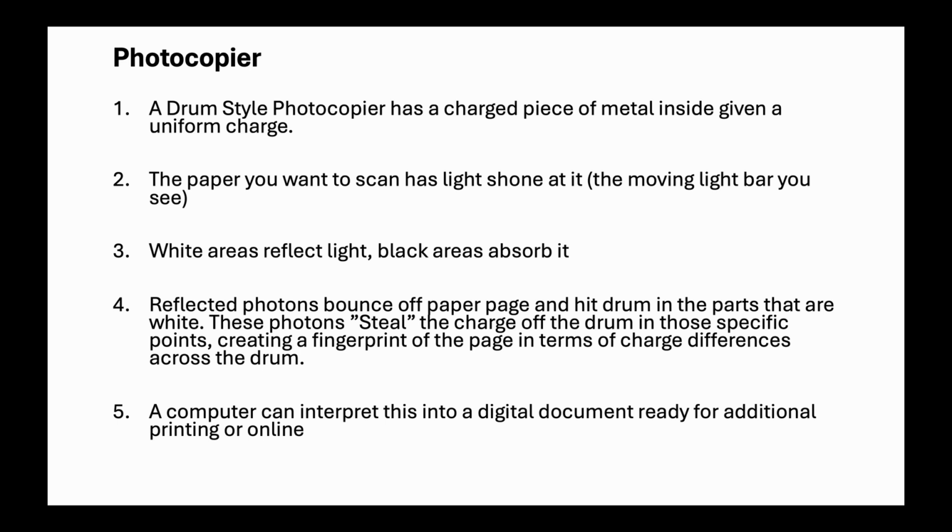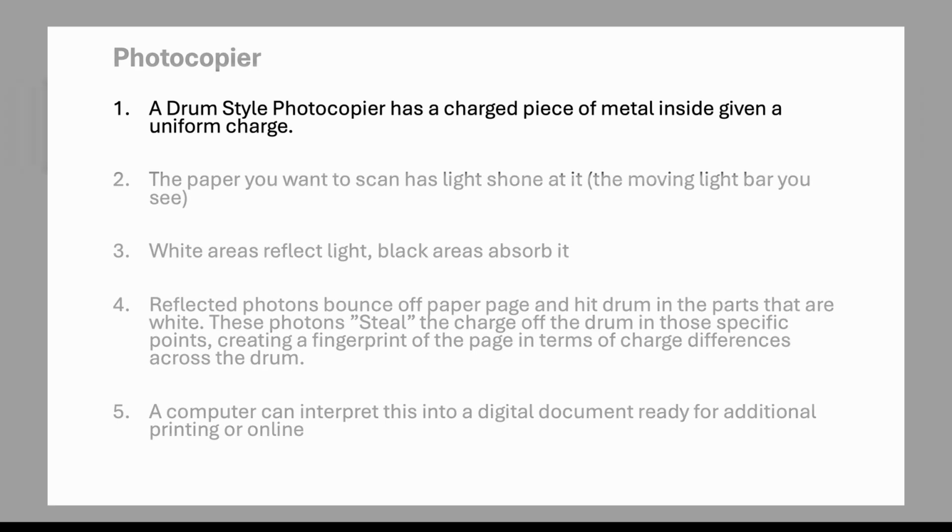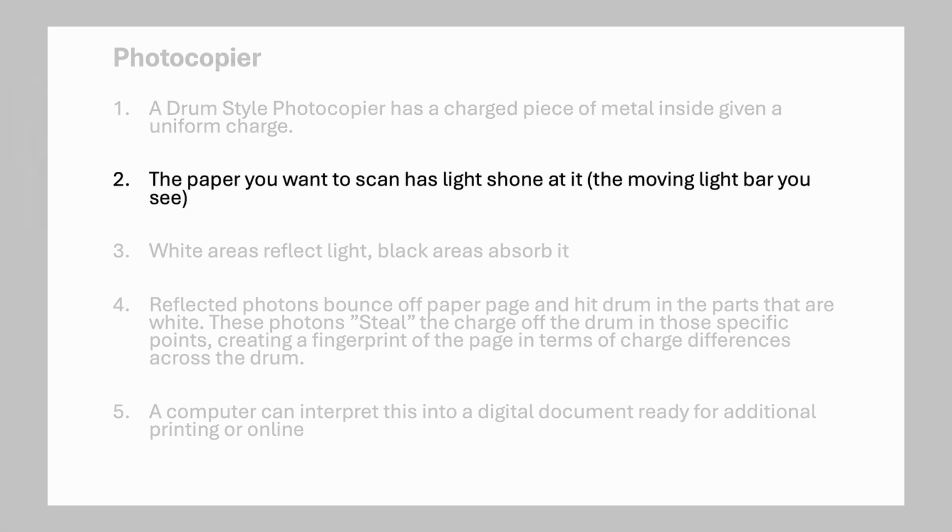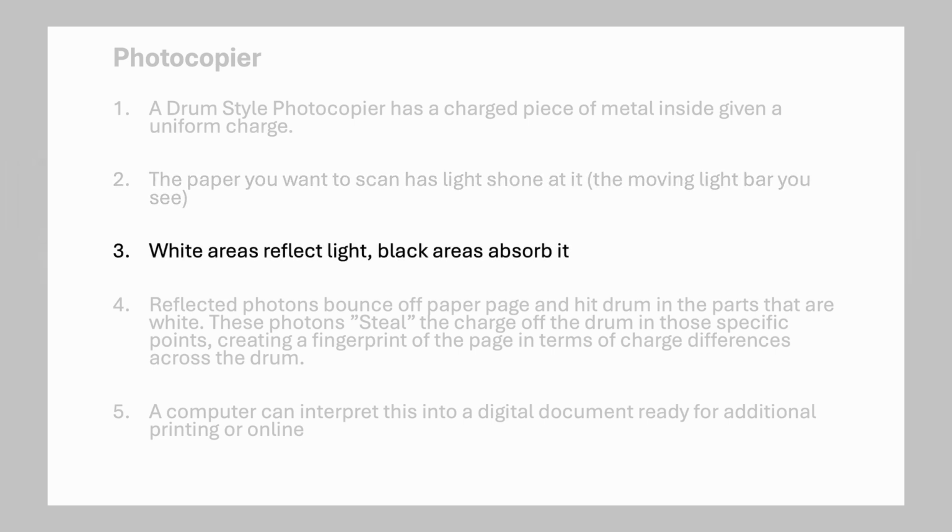So, in particular, a drum-style photocopier has a large charged piece of metal inside, and first of all we apply a uniform charge to it. Now you put the paper that you want to scan on like a glass window, and there's a moving light bar that shines across the whole thing, and as it's shining up at this paper, the white areas reflect the light, whereas the black areas absorb it.